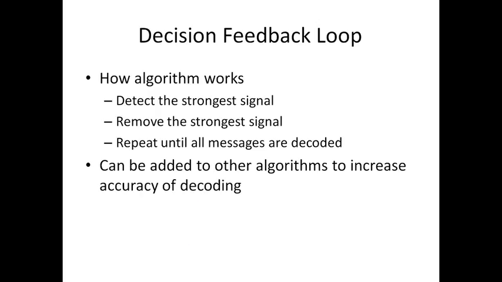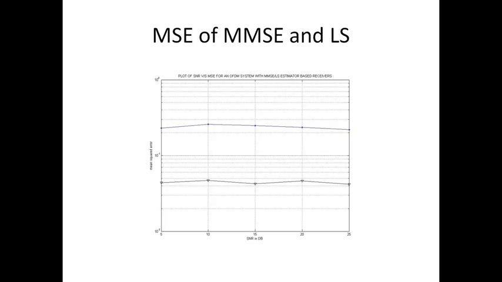The nice thing about a decision feedback loop is that you can use it with other algorithms to increase the accuracy of your decoding. So you would pick and choose your favorites and combine them and make it even better.